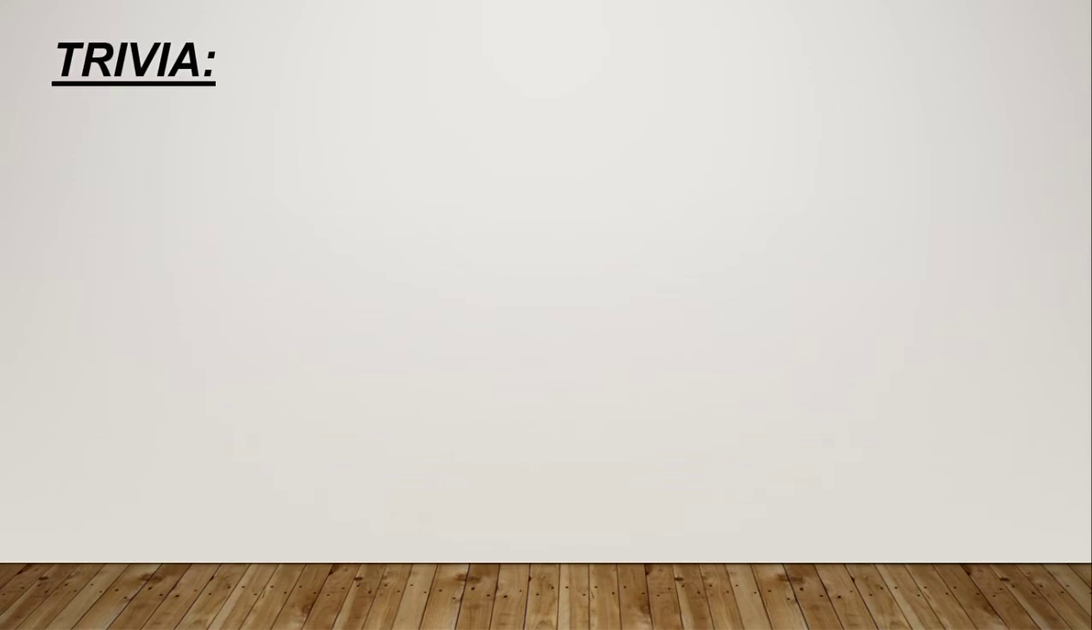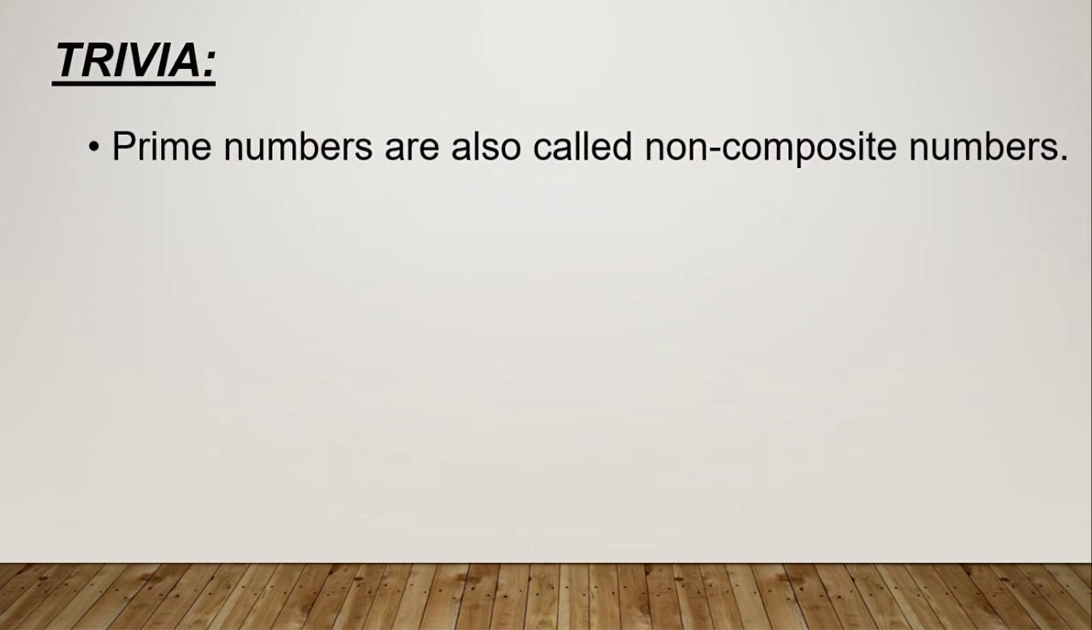For you to have more learning and more knowledge regarding prime numbers, I'm going to give you some trivia. Prime numbers are also called non-composite numbers. Composite numbers are numbers with many possible factors. Following this principle, all even numbers aside from 2 are composite numbers, because 2 is the smallest prime number. Okay, let's discuss that later.